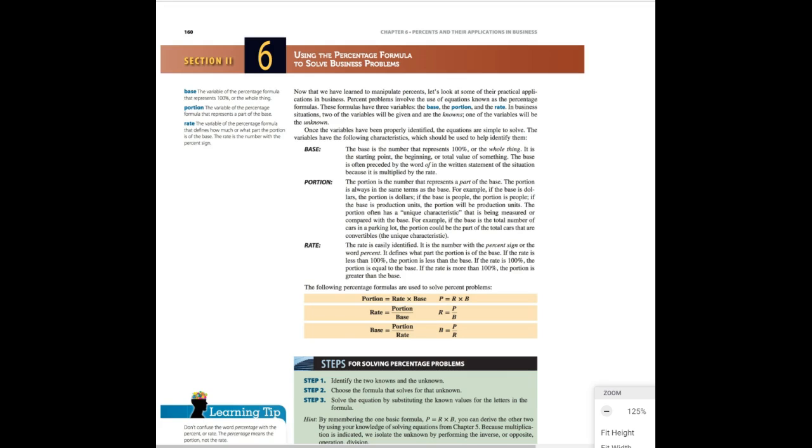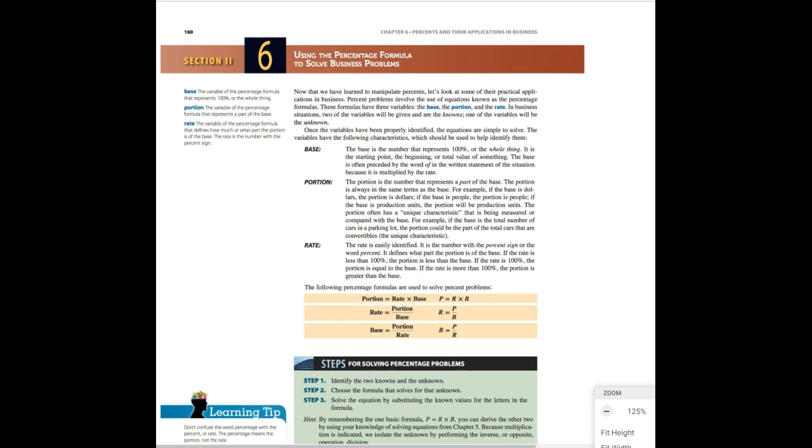Now we're going to go over Chapter 6, Section 2, using the percentage formula to solve business problems. The percentage formula is an easy way to solve our problems. As long as you can identify all the variables and you understand how to manipulate them, then you're good to go.